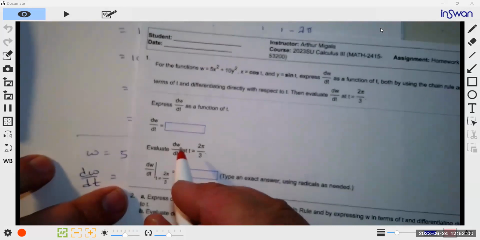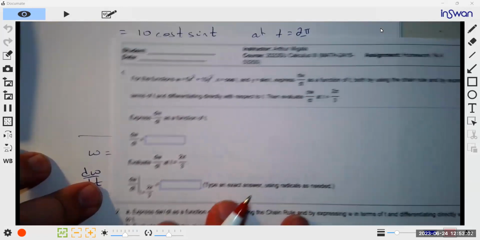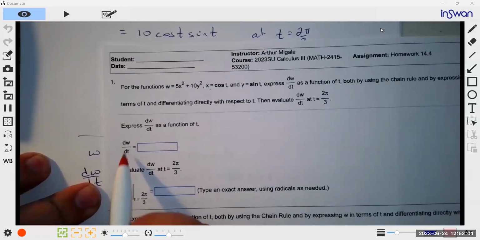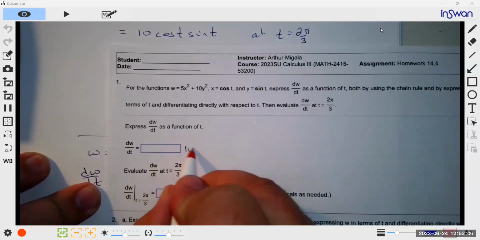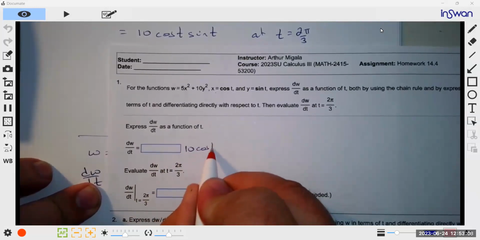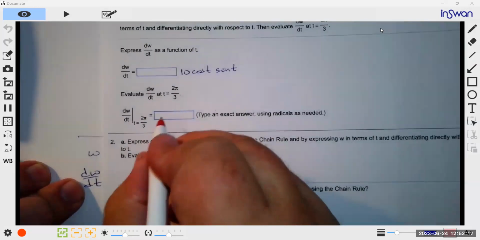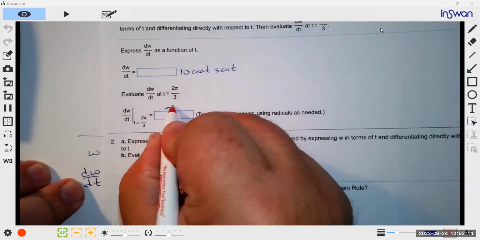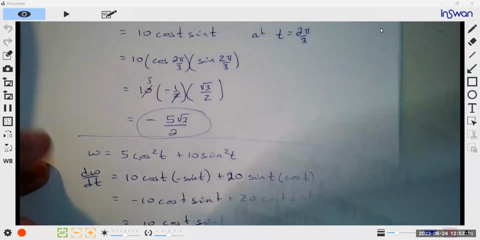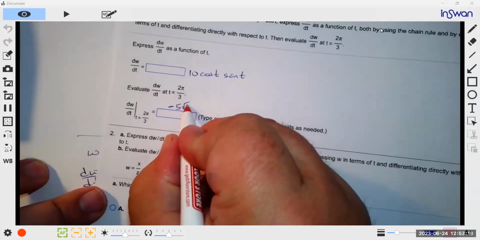So the derivative dw/dt was 10 cosine t sine t. And when we finished plugging everything in, it was negative 5 radical 3 over 2.